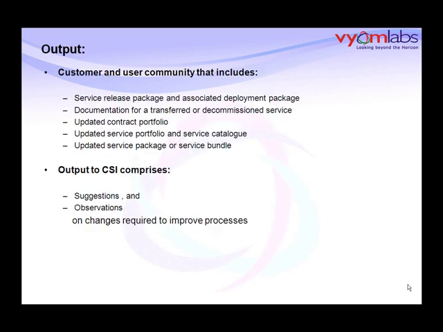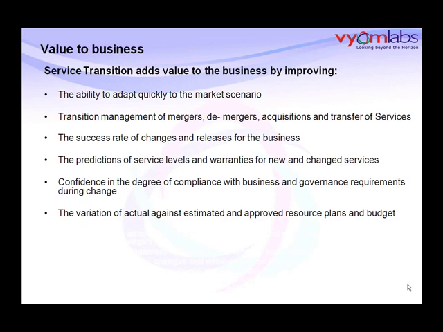Outputs would be the plans, customer and user community, which includes the service release package and associated deployment packages, documentation for a transferred or decommissioned service, updated contract portfolio, service portfolio and service catalog, and updated service packages or service bundles. Whereas output to CSI, continual service improvement, are suggestions and observations on changes required to improve the processes and services.